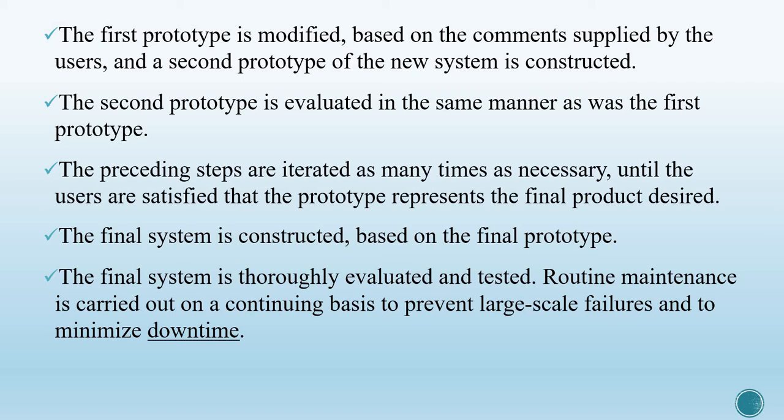And even if the second prototype is not good enough, then another prototype will be constructed with the necessary modifications. After the prototype has been finally approved, that will become the final prototype, and hence the final prototype will become the final system. The final system is thoroughly evaluated and tested. Routine maintenance is carried out on a continuing basis to prevent large-scale failures and to minimize downtime.